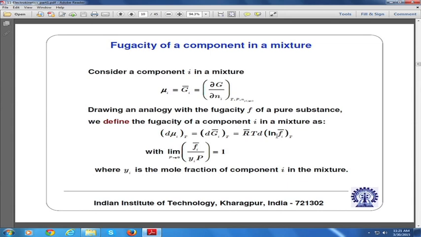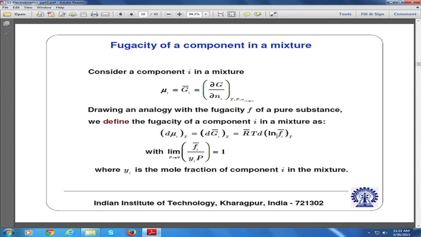When you are considering an ideal gas state, what will be the fugacity? Fugacity of a component in the mixture will become the partial pressure of the ideal gas. So, when you have a mixture of ideal gases, you use the concept of partial pressure, that is the pressure that it would have exerted had it occupied the entire volume of the mixture. Now, what is the partial pressure of an ideal gas? That is the total pressure times the mole fraction.